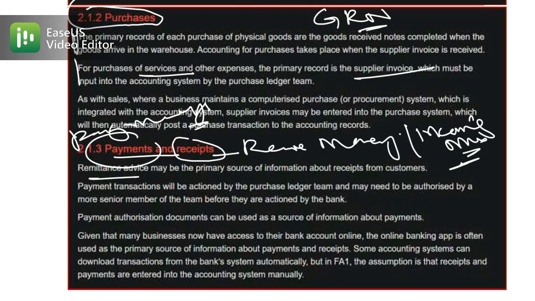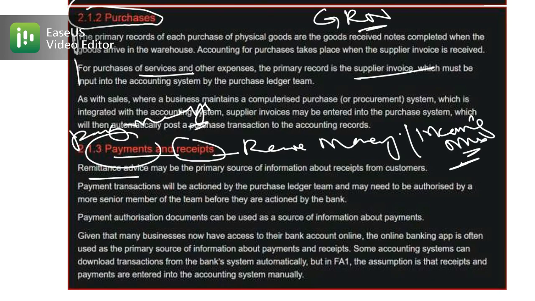If you look at the other side, that is payment, which means outgoing money. When you pay a supplier or settle expenses, that is outgoing money. These transactions are usually handled by the purchase ledger team. But before the payment is made, it needs to be authorized by a senior team member, as an authorization check. And that is where the payment authorization document comes in.